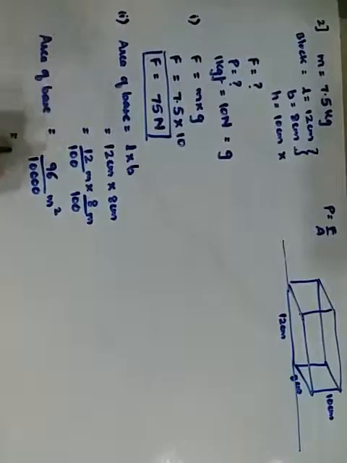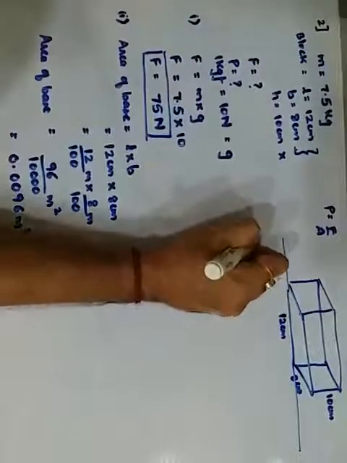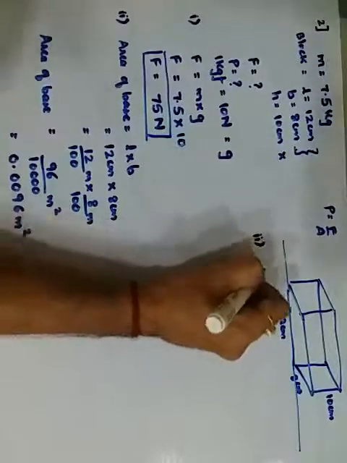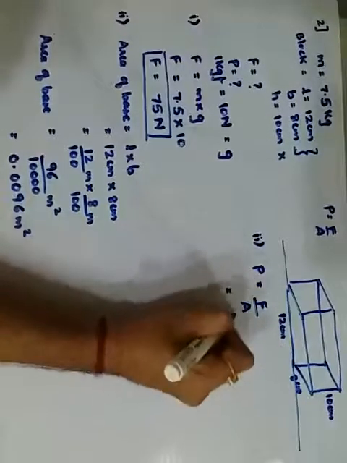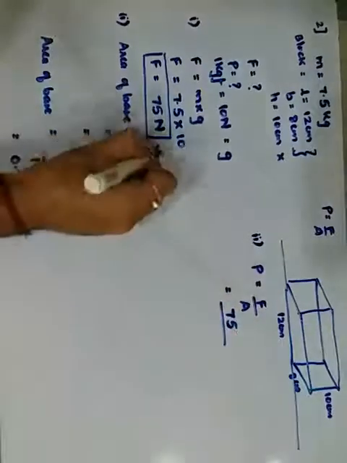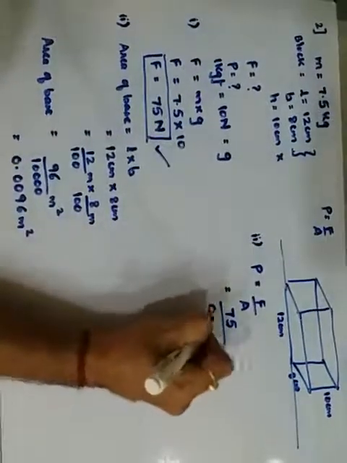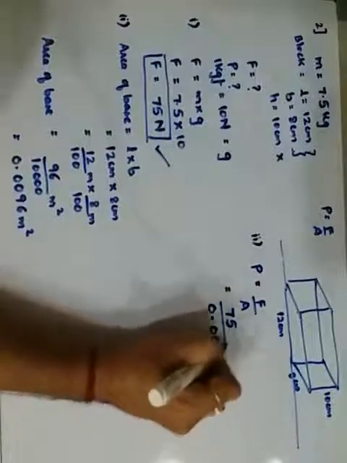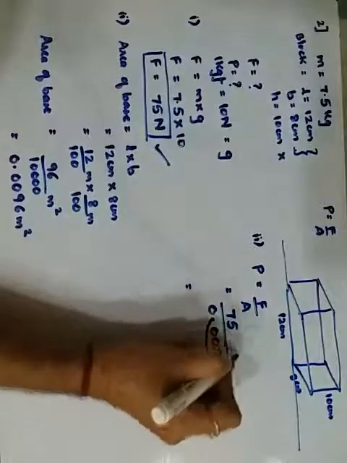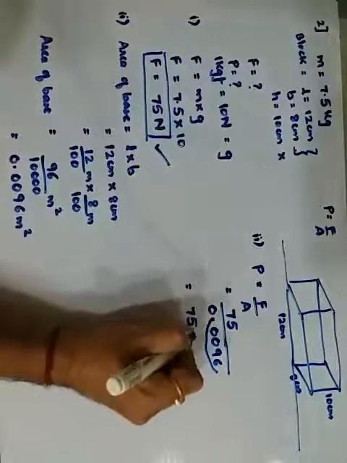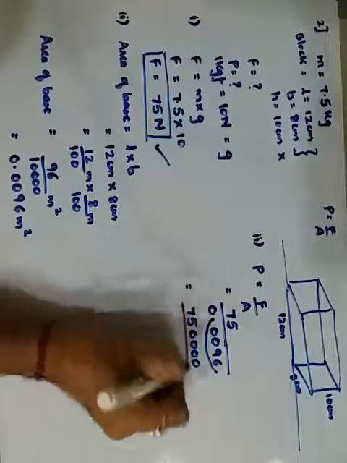And if you want, you can make it easier, 4 decimal places: 0.0096 meter square. This is your area. But what we require is the pressure exerted. What is the pressure exerted on the table? The pressure exerted on the table is thrust upon area. The thrust found is 75 Newton, we just got this, and area is 0.0096 meter square. Now how to calculate this? We are shifting 4 decimals to this side, so 4 zeros will be added: 750000 upon only 96.